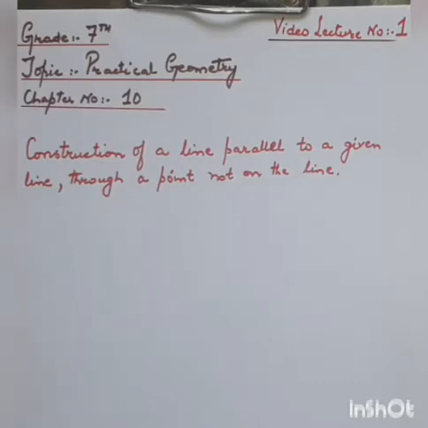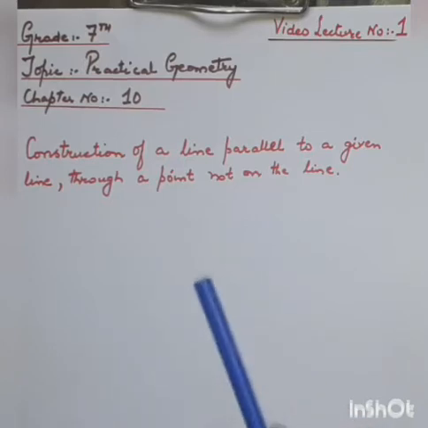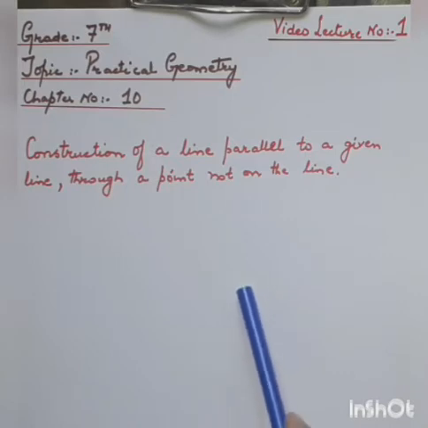Now in this chapter, let's first learn how to construct a line parallel to a given line through a point not on the line. So what we will learn is that we will be given a line and outside that line there will be a point, and from that point we will draw, construct a line which will be parallel to the given line. Clear? So let me show you this step by step.